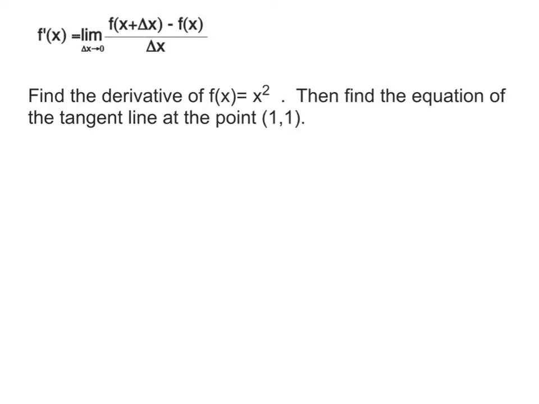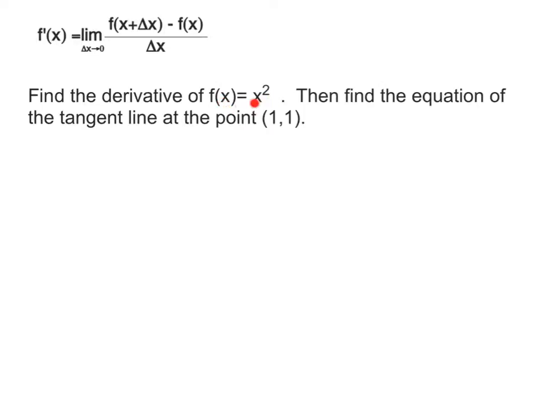Okay, so let's try an example. Here's our formula again. So we're going to find the derivative of this function here, this parabola, f of x equals x squared. And when we're done with that, we're going to use the derivative to find the equation of the tangent line at this point 1, 1. This point is on the curve.